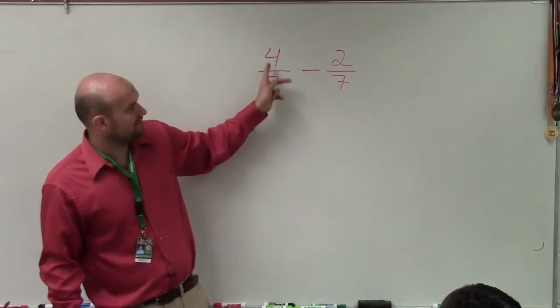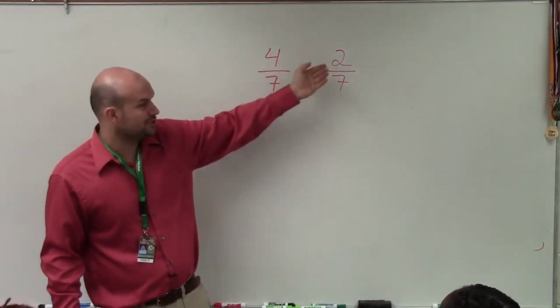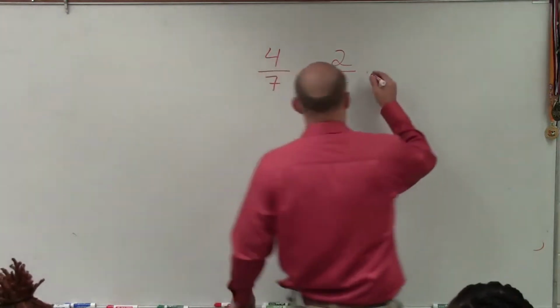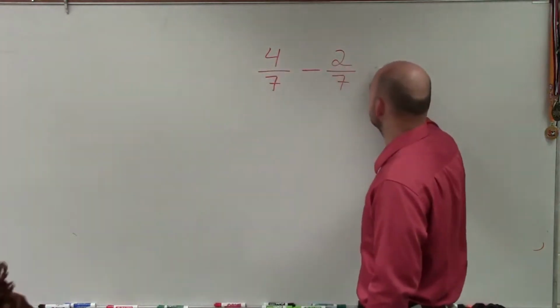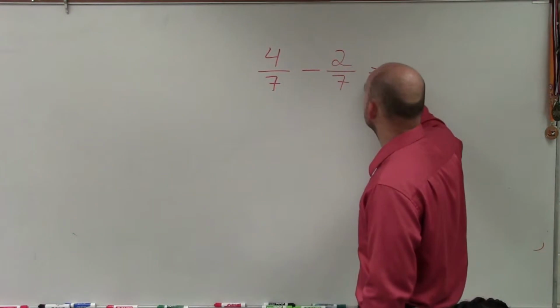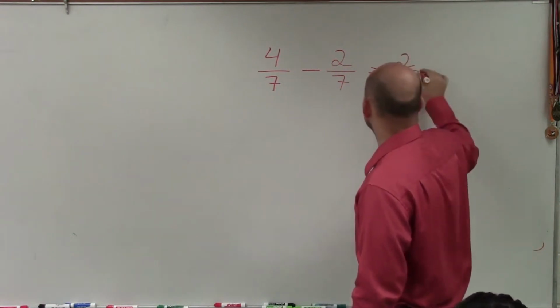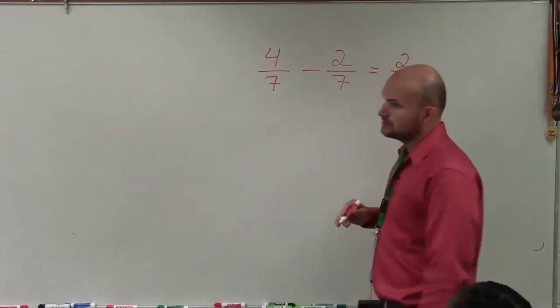So basically, all I have to do is 4 minus 2, which is 2. So 4 sevenths minus 2 sevenths is going to equal 2 sevenths.